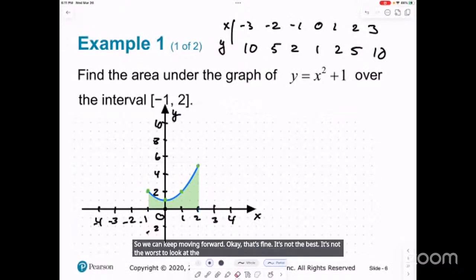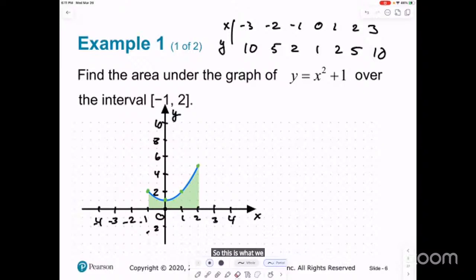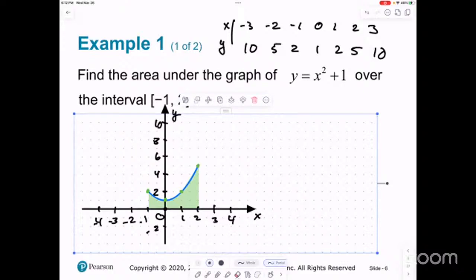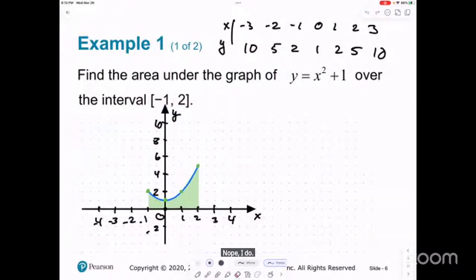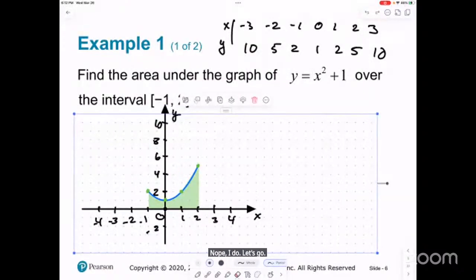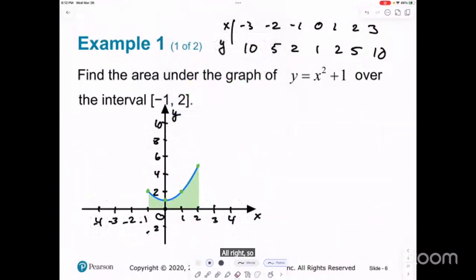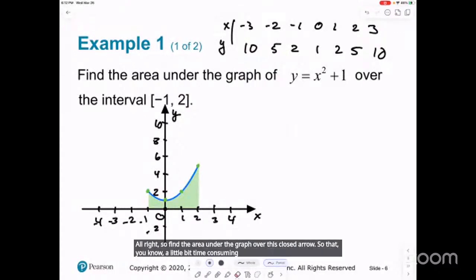Okay, so this is what we're trying to find, right? So let me get rid of this extra stuff. Nope, undo. Let's go. Okay. All right, so find the area under the graph over this closed interval. So that, a little bit time consuming. You don't really need all that. I just feel like doing it.